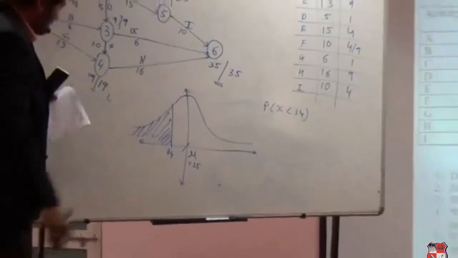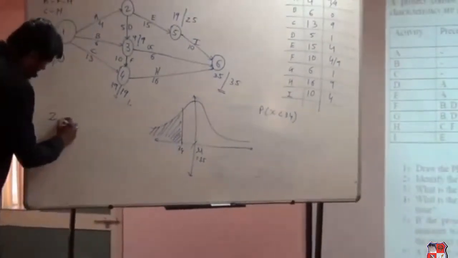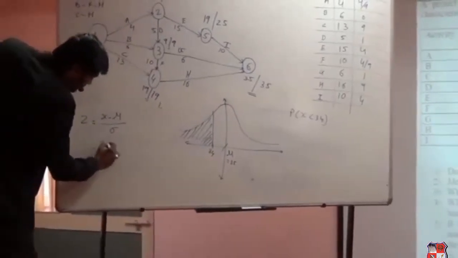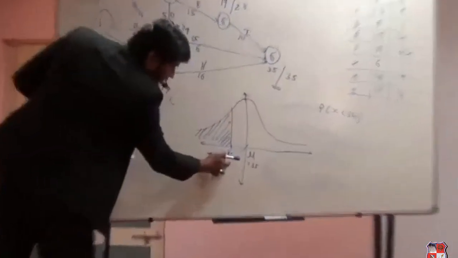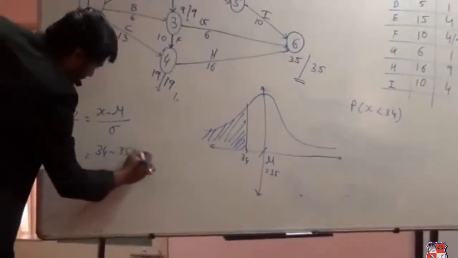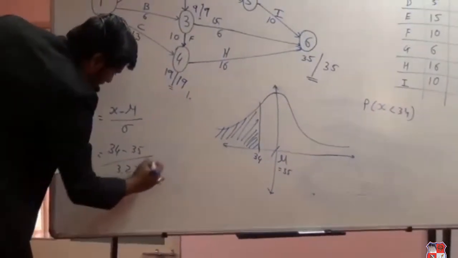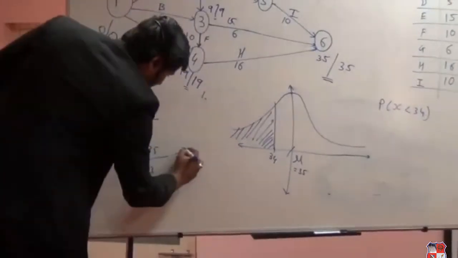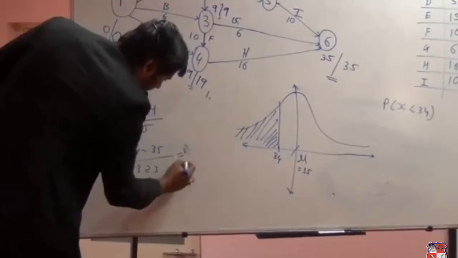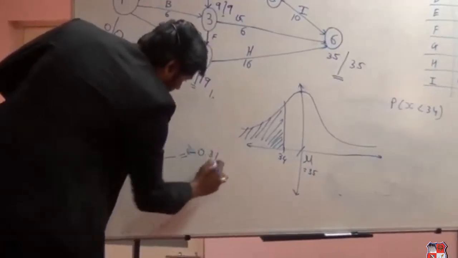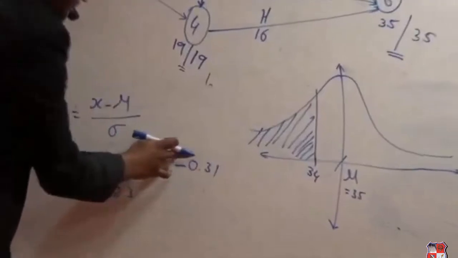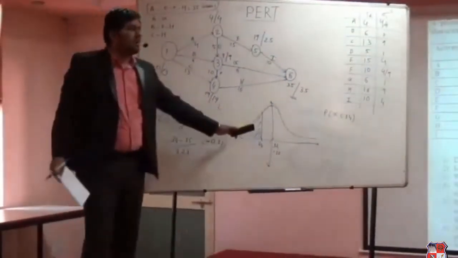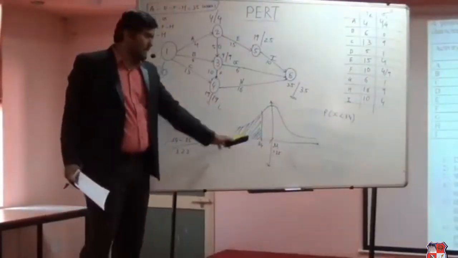For this, we require calculating a z-score, and the z-score is x minus mu upon sigma. X is 34 in this case, mu is 35, and sigma is 3.23. If we do the calculation, that will be minus 0.31. Why is it showing minus? Because the area is on the left hand side of the curve. That's why it is minus.